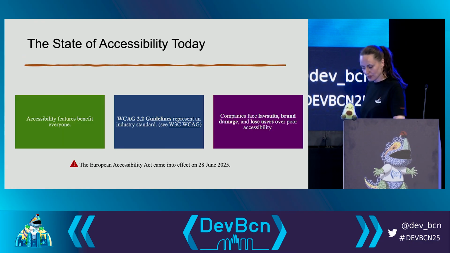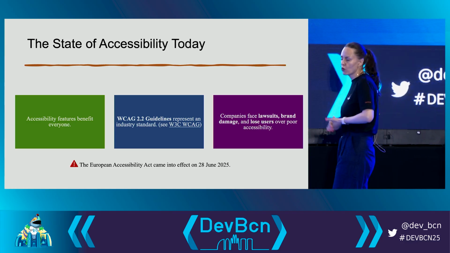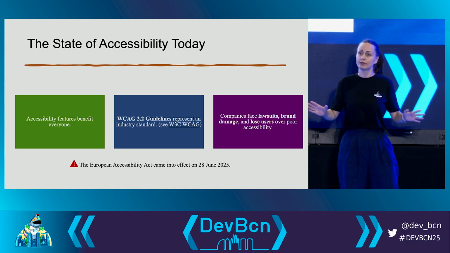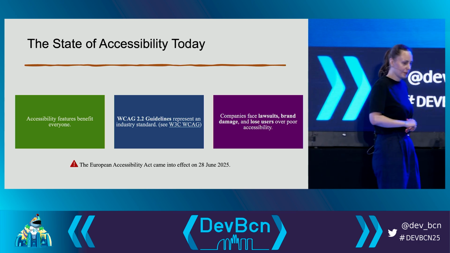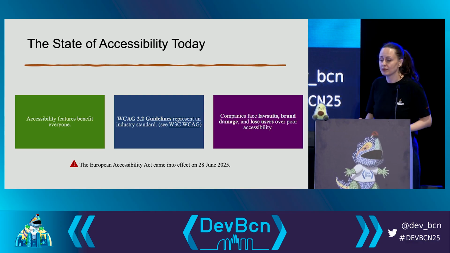And let's get first to what's the state of accessibility today. So we know there are more than 1.3 billion people that live with disabilities in the world. But we also acknowledge that accessibility benefits everybody.